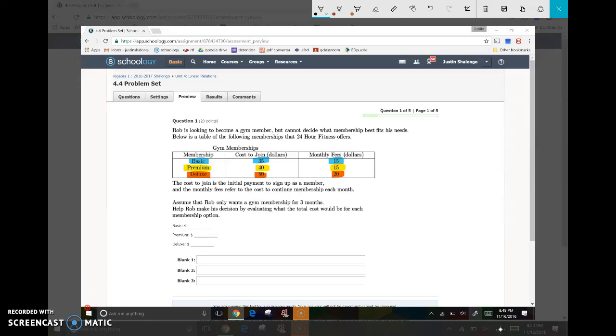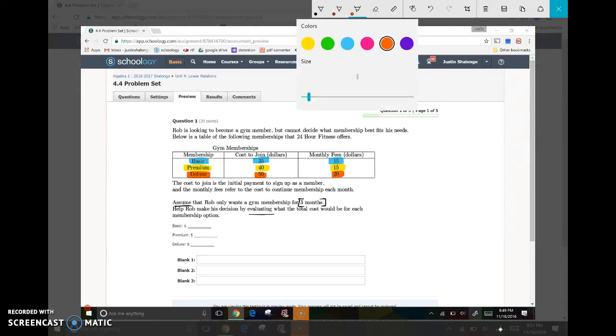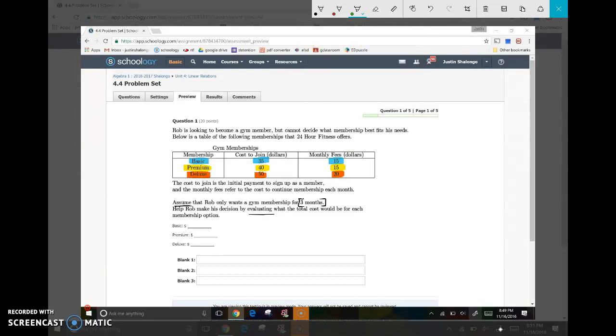It says, assume that Rob only wants a gym membership for 3 months. This is important because it's telling us to assume that he wants the membership for 3 months. Help Rob make a decision by evaluating what the total cost would be for each membership. So there's a key word there, total cost. We want to figure out what the total cost will be for each membership.